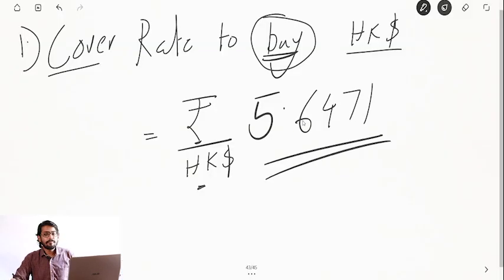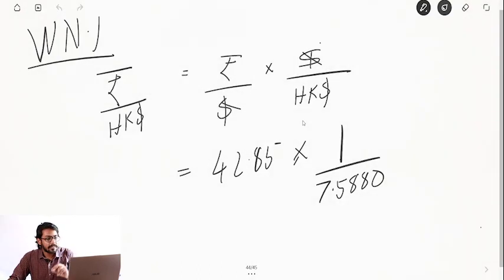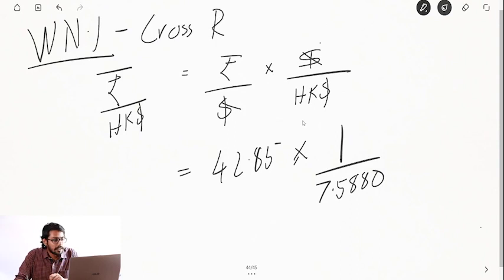So in this question, what have we learnt? We learnt what covering means. Covering means you enter into an opposite transaction to square off your position. Probably you borrowed and sold, probably it was a short sale. You covered your position with a buy. And the rate for buying is 5.6471, which is nothing but your cross rate. Got it?